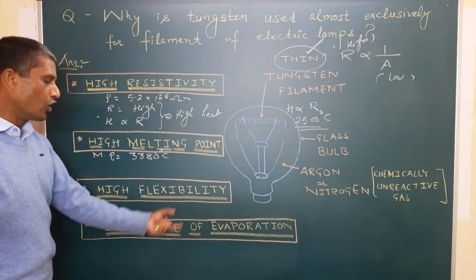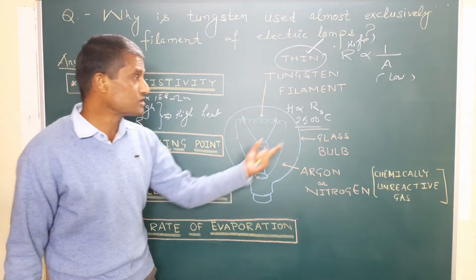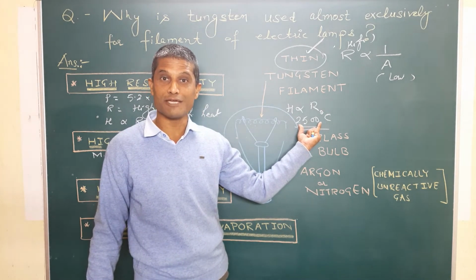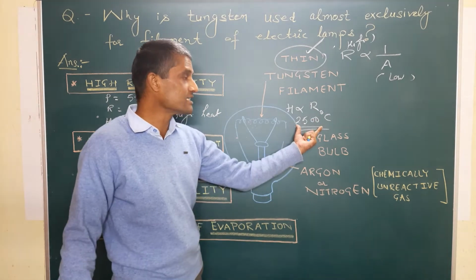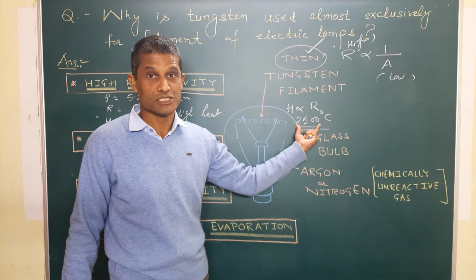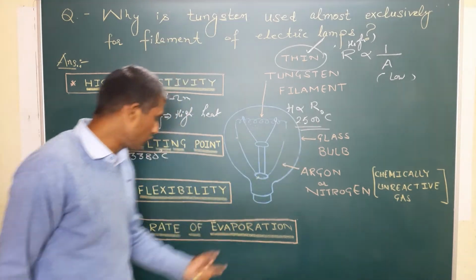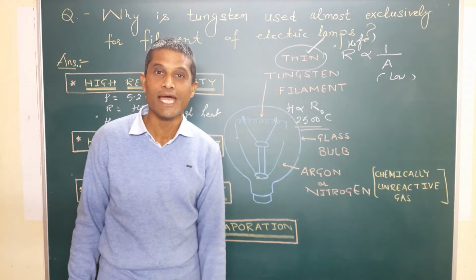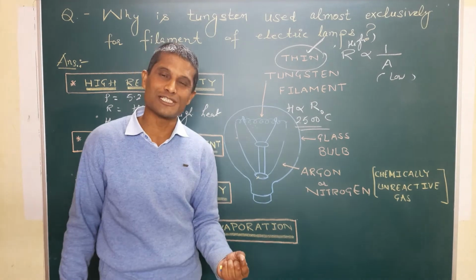Next and final one, low rate of evaporation. Yes, there is always a danger for a substance which is heated up to a temperature of 2500 degrees centigrade. There is a lurking danger of its evaporation at this very high temperature. It may get into vapor state and just disappear in thin air, but that doesn't happen. Why? Because its rate of evaporation is very low. It does not evaporate so quickly, and that's why it can withstand this higher temperature without undergoing the process of evaporation.